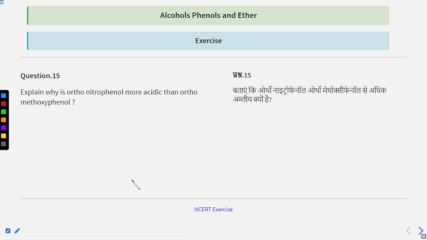For that, let us first draw the structure of orthonitrophenol. It would look like this. First we have phenol here, and at ortho position we have a nitro group. So this is orthonitrophenol. Similarly, we can have methoxyphenol, and that is also at ortho position. So these are the two structures whose acidity are to be compared.